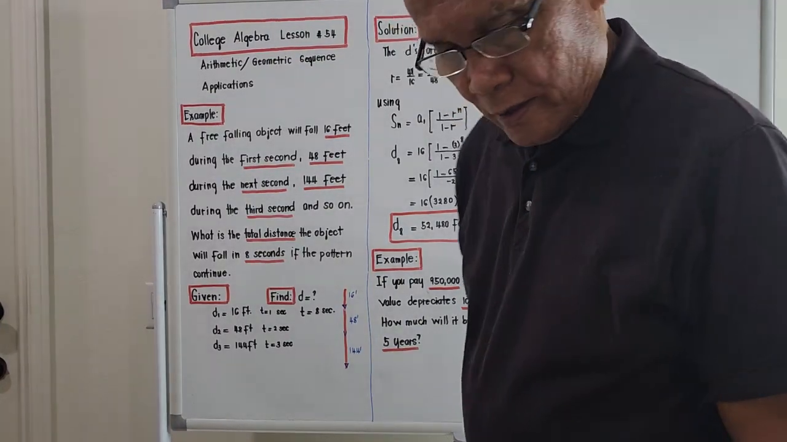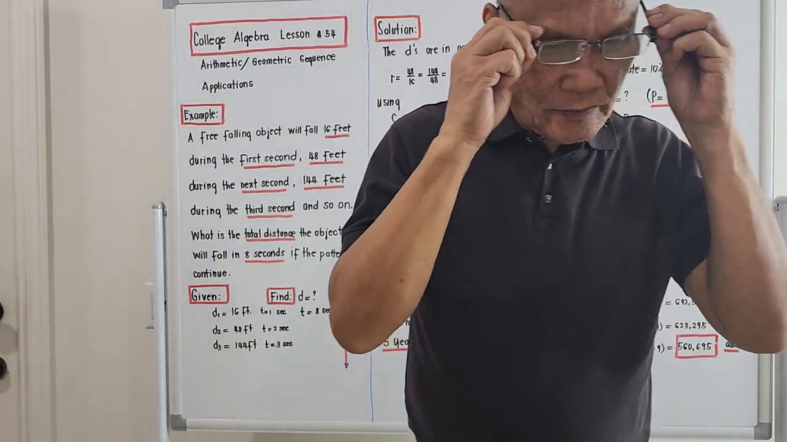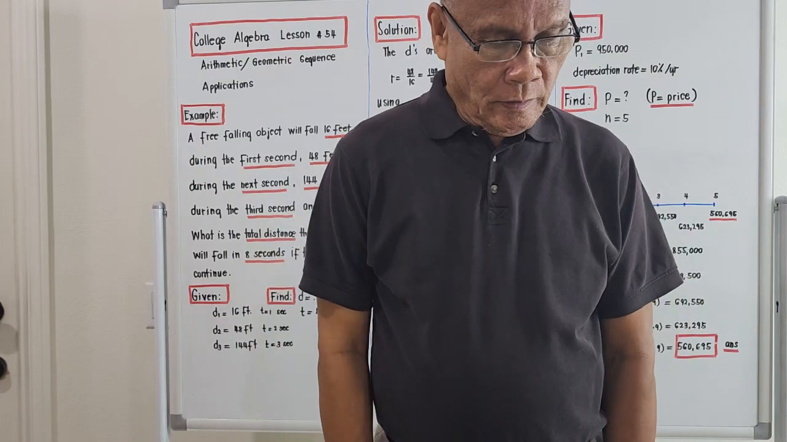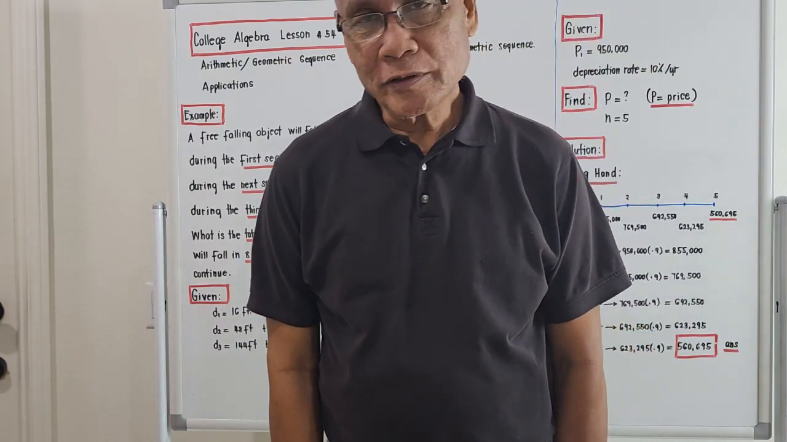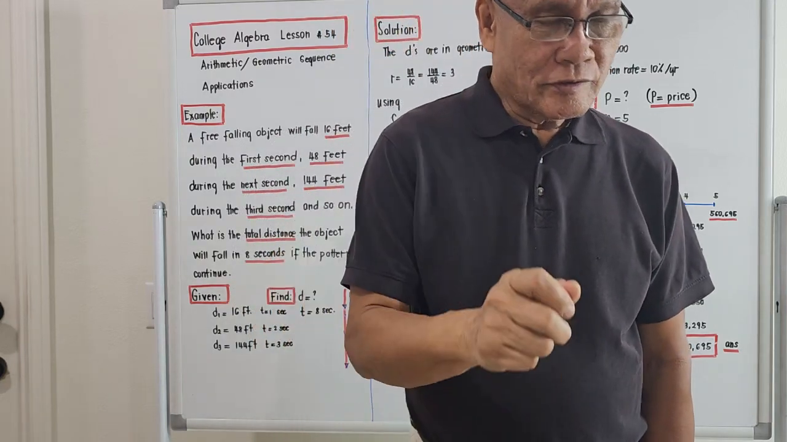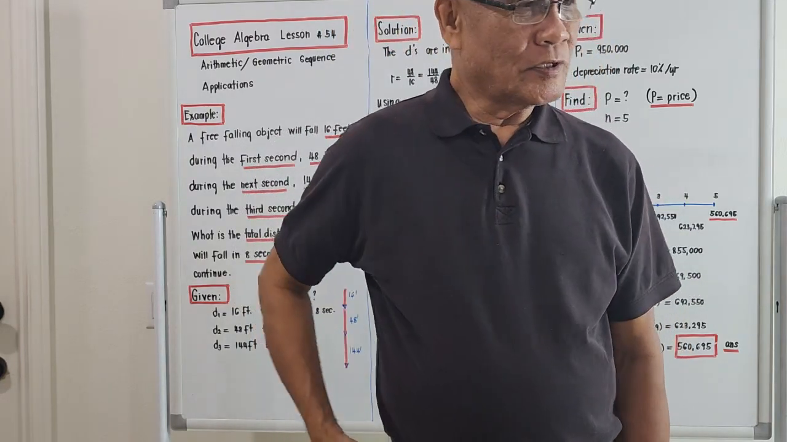Okay, good morning. This is Professor David J. DelosReyes. It's September 7, 2023. Okay, it's the birthday of my father, September 7.